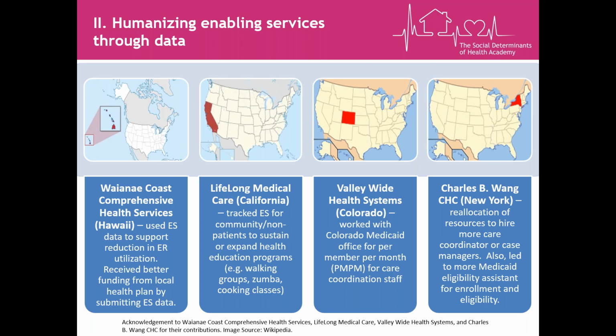In Colorado, Valley-wide Health Systems had great success working with their Colorado Medicaid office to establish a per member per month, or PMPM, arrangement to fund care coordination staff. And in New York, at the Charles B. Wang Community Health Center, they were able to use enabling services data to reallocate resources to hire more care coordinators or care managers. This also led to more Medicaid eligibility assistance for enrollment and eligibility support, because they found that this was a critical need in their workforce.